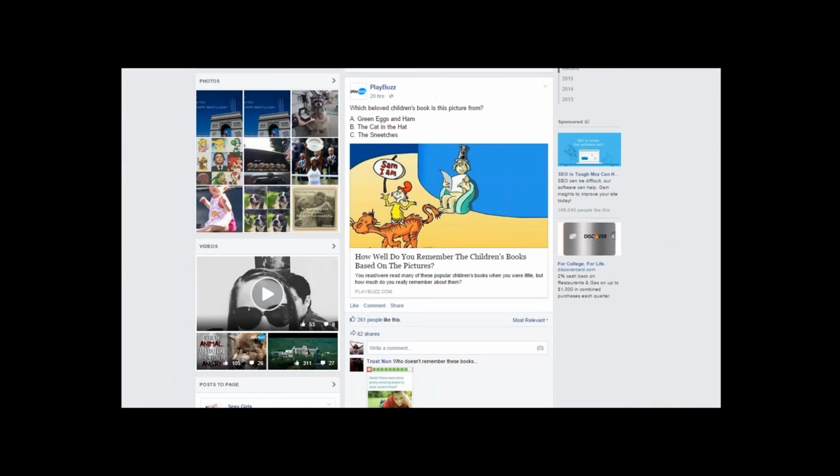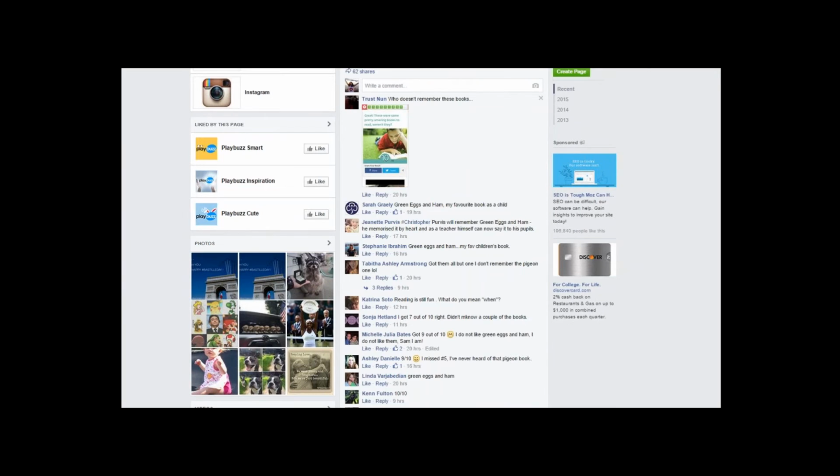So here we have an example from the Playbuzz Facebook page, a successful trivia, how well do you remember the children's books covers based on the pictures? And a question from the trivia, which beloved children's book is this picture from? Now what's great about doing this is you get your audience playing the trivia game before they even realize they're playing it. In other words, they're commenting, they're answering the question, they're involved and they're engaged in this trivia without even clicking on the link. This is a phenomenal way to use the trivia format to drive social engagement and to get that kind of involvement.